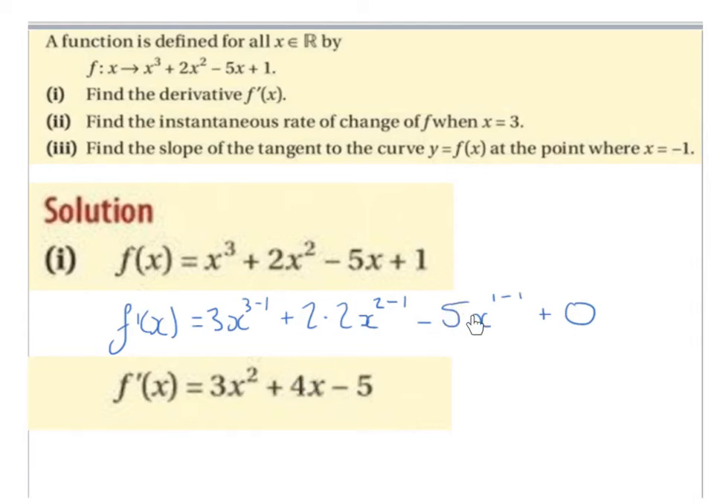And then minus 5x to the power 1 minus 1. So we bring down the minus 5. 1 minus 1 is 0. So we have x to the power 0, which is just 1. And minus 5 multiplied by 1 is just minus 5. And then we forget about the 0.